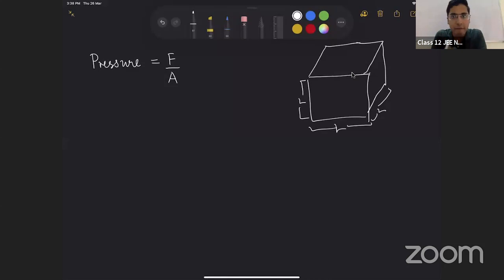Now we take one face of this. So let's, for instance, take this face, right? Obviously, inside this there are going to be lots of molecules moving, hitting the wall, rebounding, right?